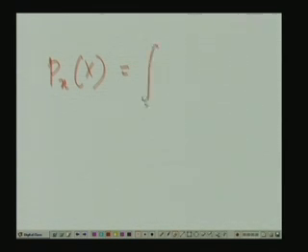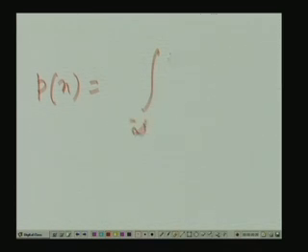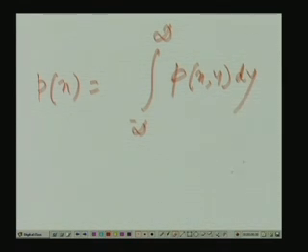This will be P x y, or let me write it in a more simplified way. This was becoming complicated. Just P x, I am putting a general variable x. This is nothing but, integrate it out with respect to y, it becomes a function of only x, and that will be P x.